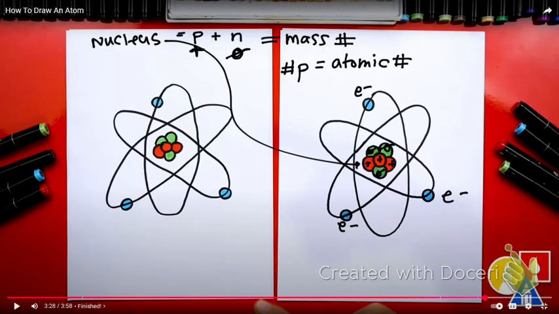This atom has how many protons? 3. So you're going to look at your periodic table. Okay? What element is element number 3? Lithium. So this is an atom of lithium. I know that because it has 3 protons, and the atomic number 3 says on the periodic table that that element is lithium. Okay?